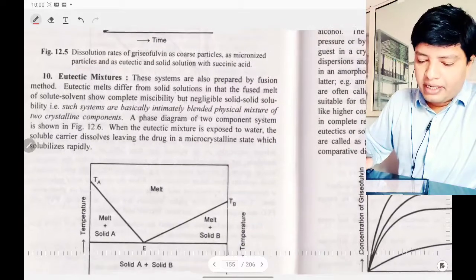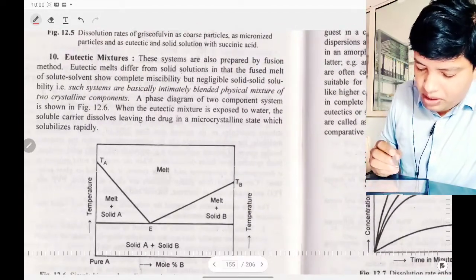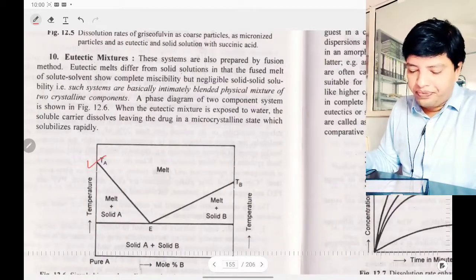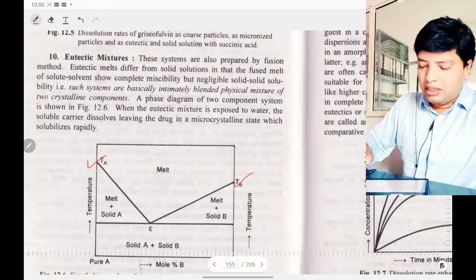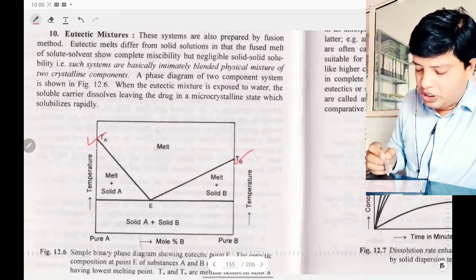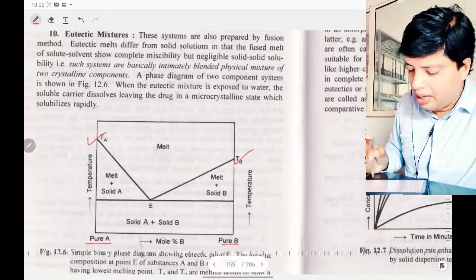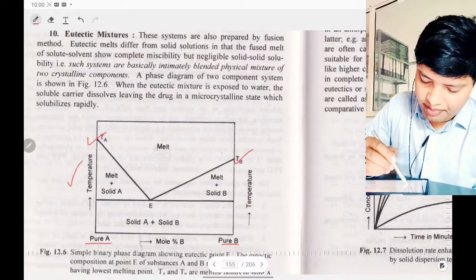Next is eutectic mixtures. I just told you eutectic mixture. Let's say we have one solid here, and another solid here. I will take the ratio of pure molecule A and molecule B on the x axis, and on the y axis we have temperature.